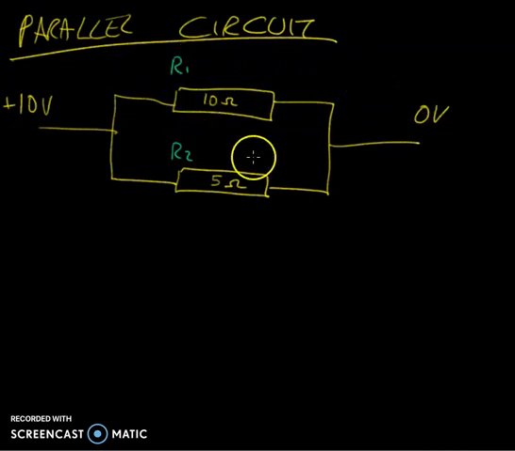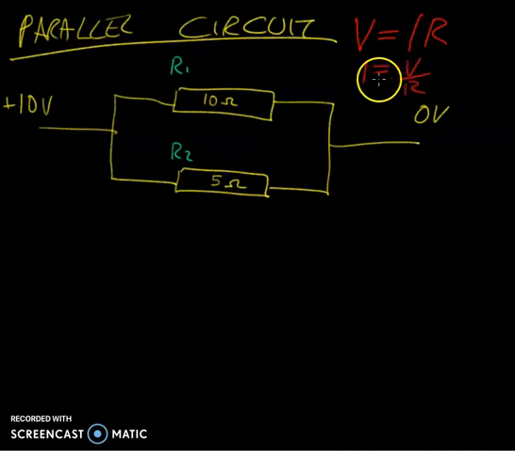Okay, the top branch. Also, the bottom branch has got 10 volts dropped across it. So we can work out the current through each branch really simply, just using Ohm's law. Remember, Ohm's law says that V equals I times R, and we can turn that into I equals V over R. That's just the transposition of the formula.